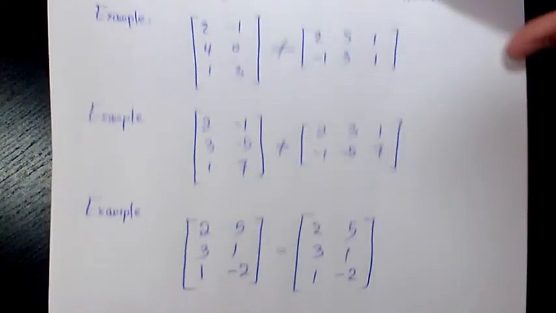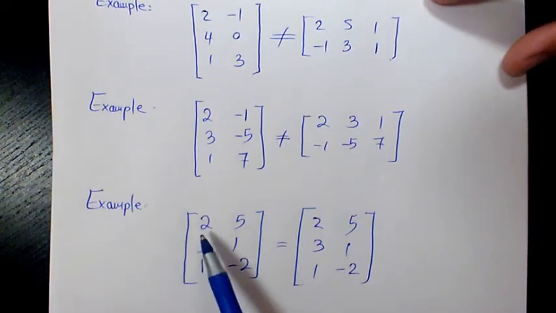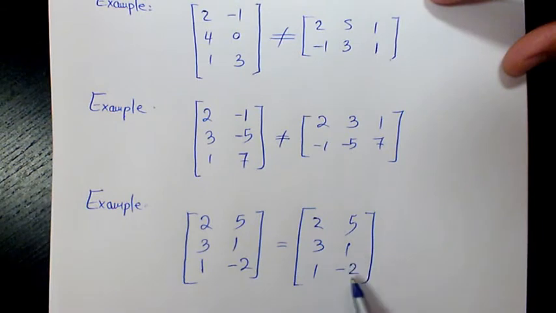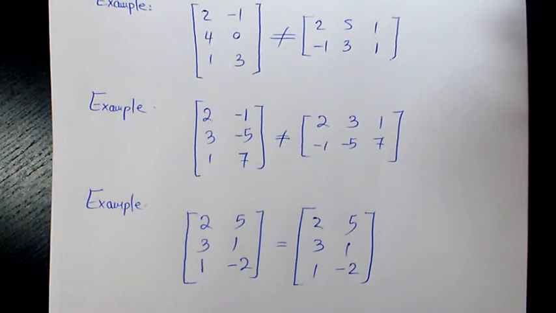And what about the next one? Here we have 2, 3, 1, 5, 1, -2, and 2, 3, 1, 5, 1, -2. As you see here, the order of both matrices is 3 by 2, 3 rows and 2 columns, and each of these elements is the same. So in this case, we're going to say that these two matrices are equal.